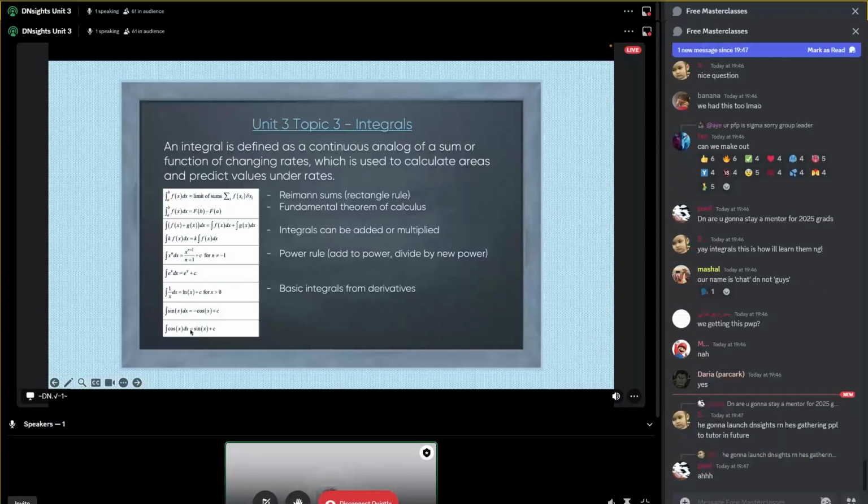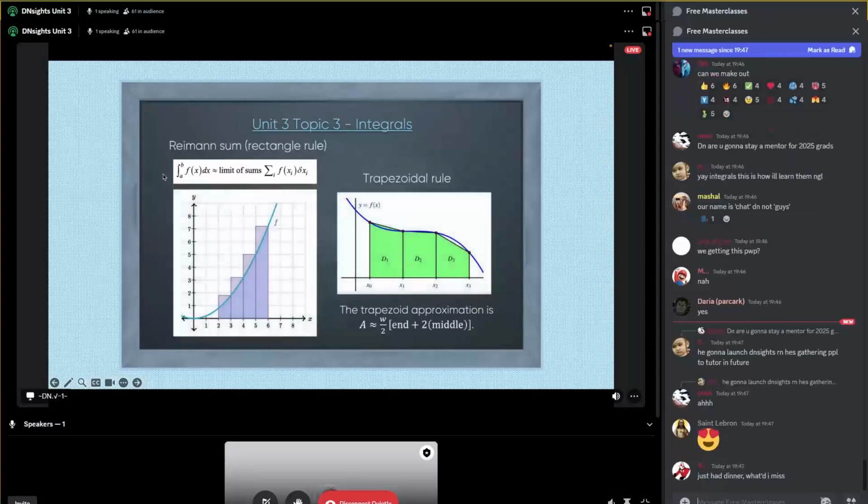And then you've got these basic integrals from your derivatives that you know from your topic 2, which is also in your formula sheet. These are all included. This is from the 2025 one, by the way. I just thought it would be good to remind you guys. So we've got these two as well.